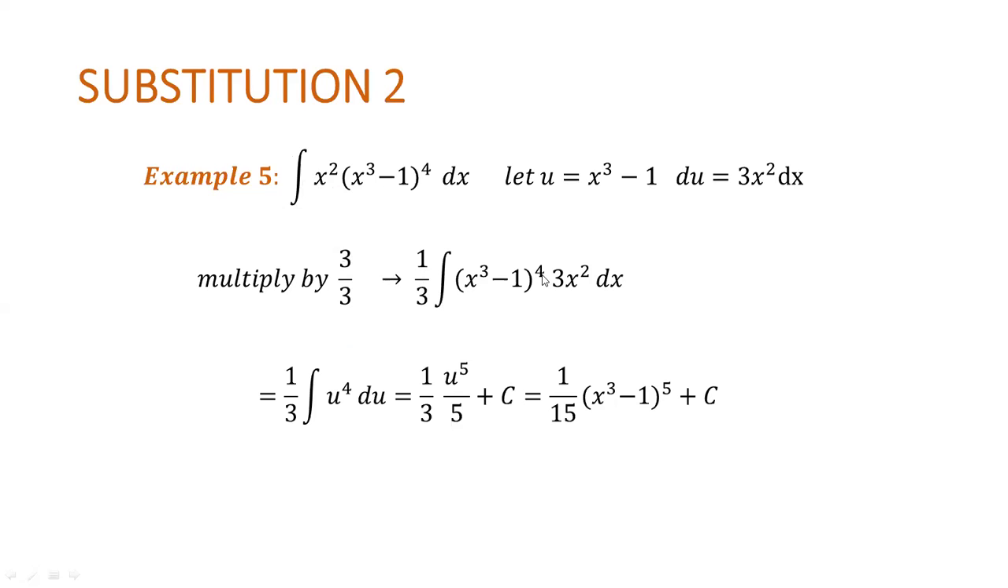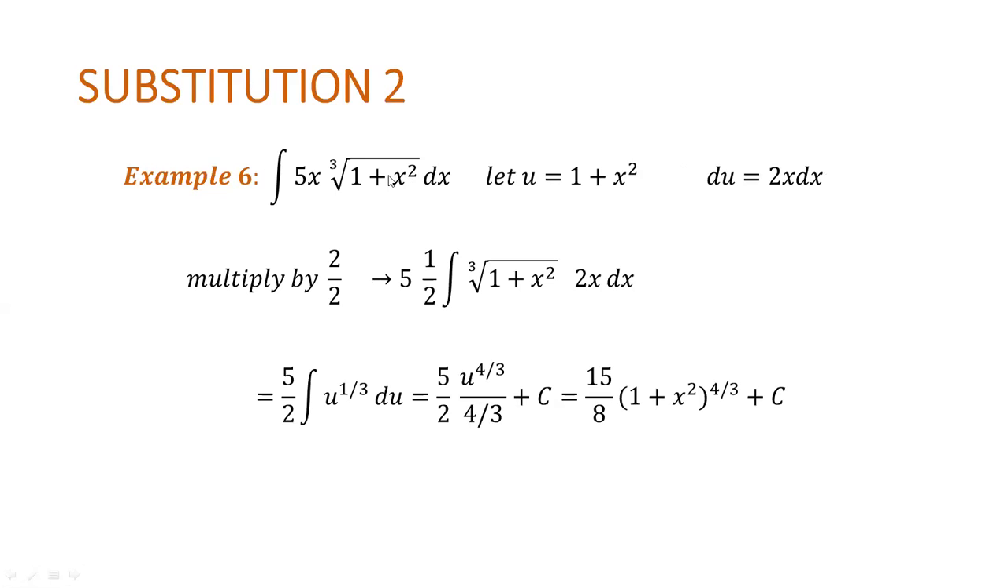So this one, you just add 1. So this would be 5 over 5. The 5 in here goes with the 3 in here to make it 1 over 15. And your x cubed minus 1 raised to 4 becomes x cubed minus 1 raised to 5. Okay? That's it, using substitution. Here we have 1 plus x squared raised to 1/3. Your u is 1 plus x squared.